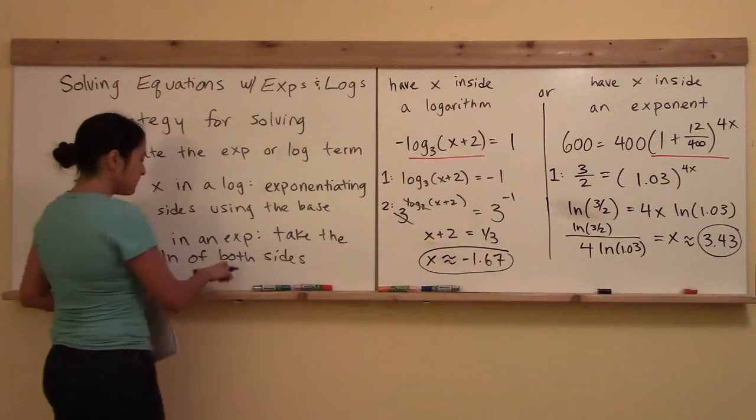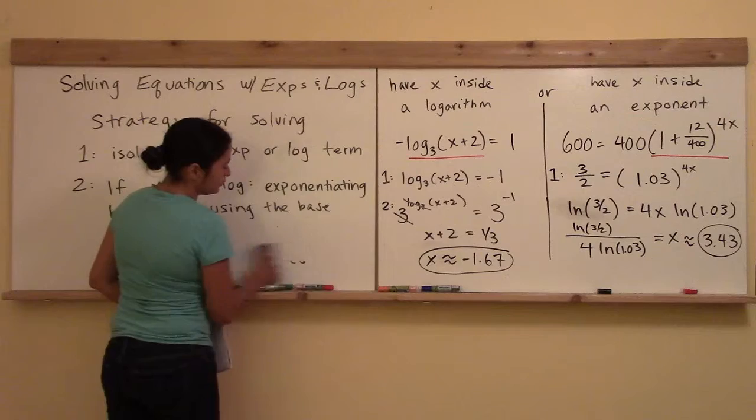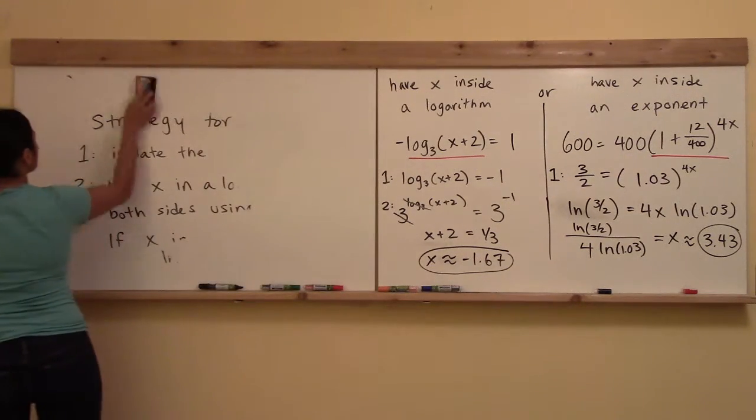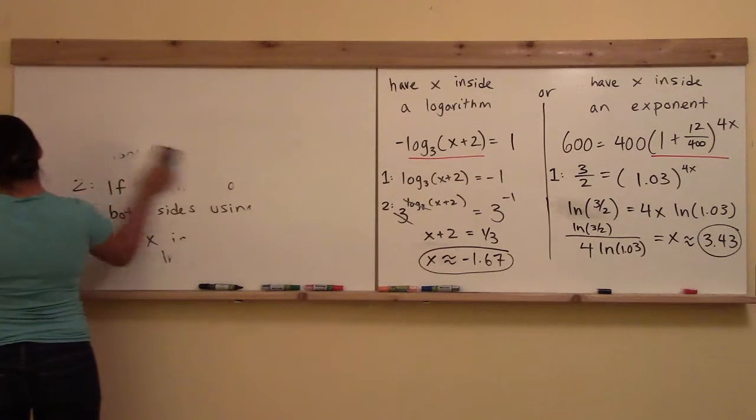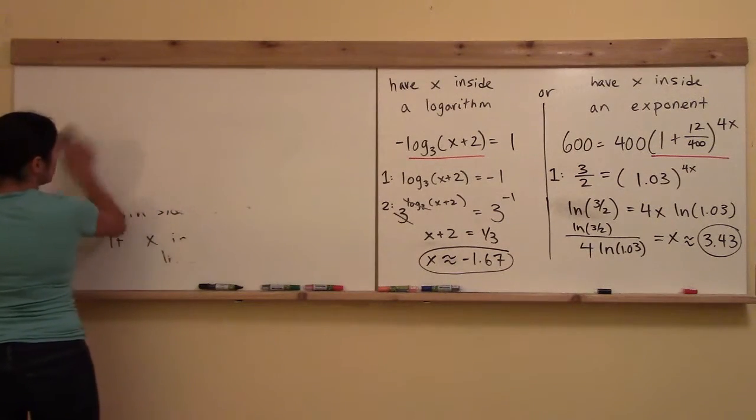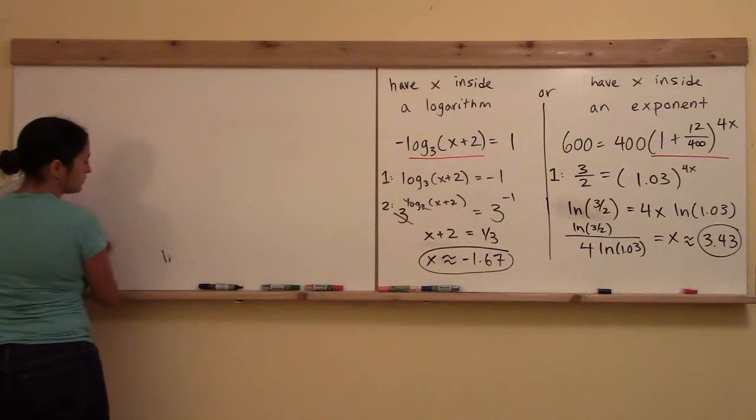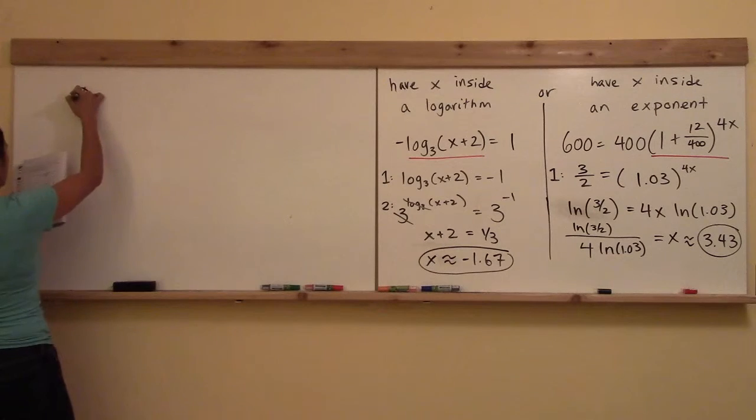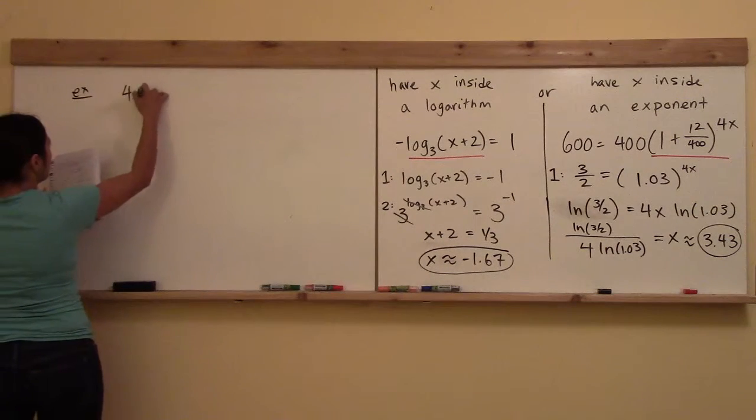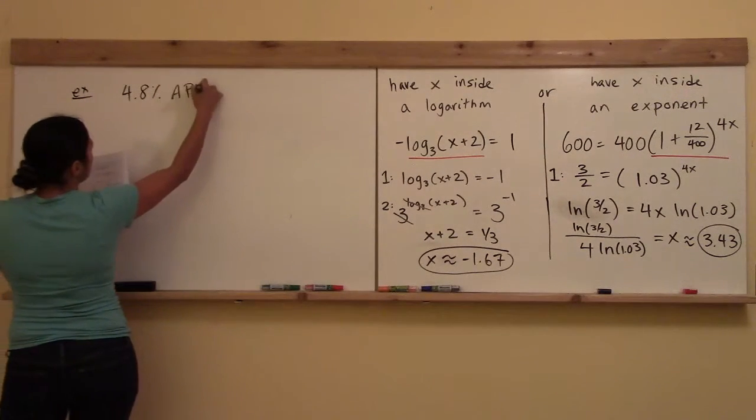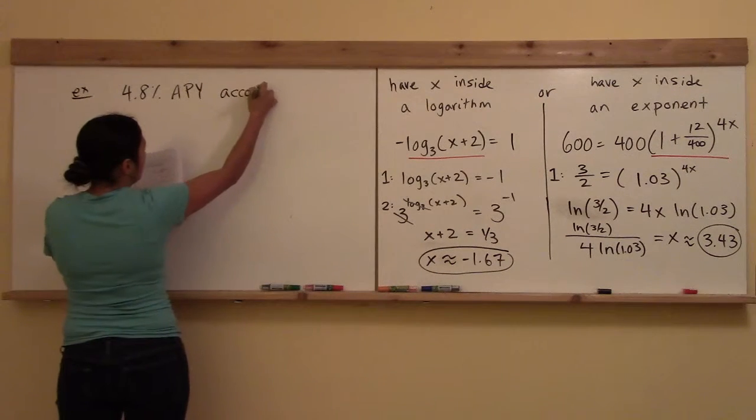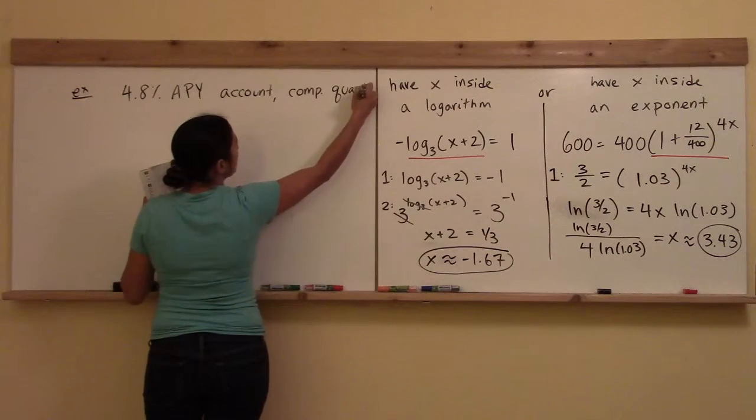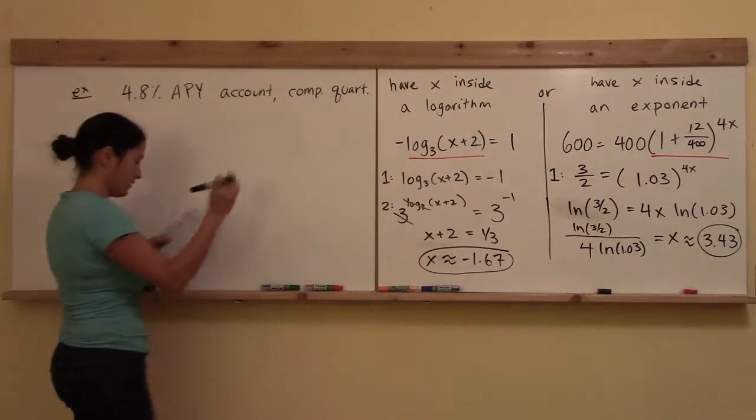solving them now. Okay, so next thing I'm going to do is go into some applications of why we need to solve equations with exponentials and logs. And here you'll actually get to see what I was just talking about, which is the general compounding formula for compound interest. Okay? So, for example, let's say that we have a 4.8% annual percentage yield account, and it's compounded quarterly. Okay, so I'm abbreviating compounded quarterly by CompQuart there.